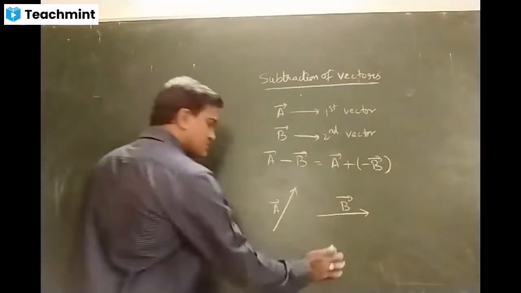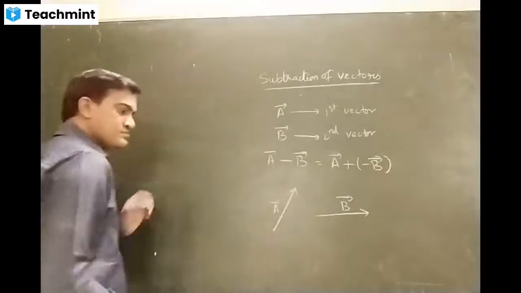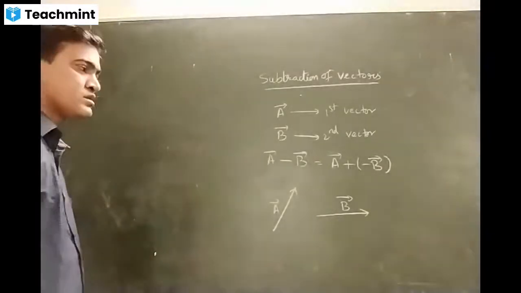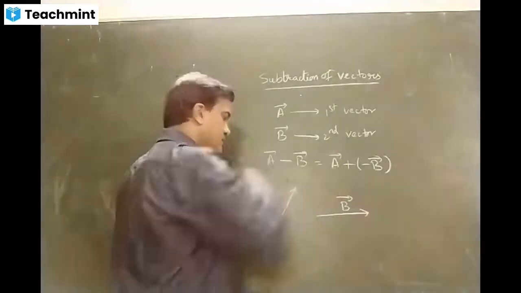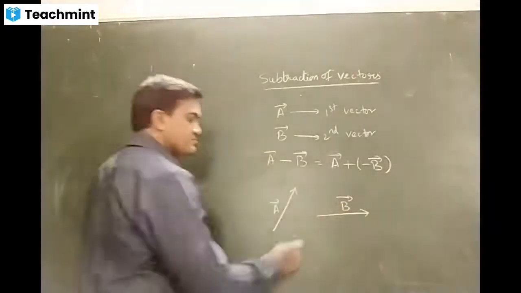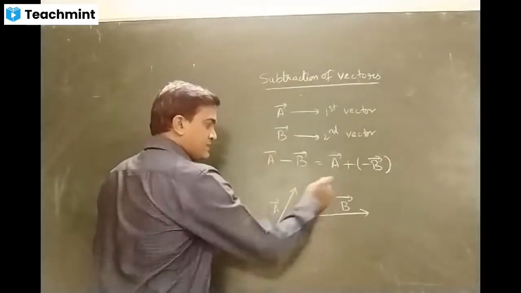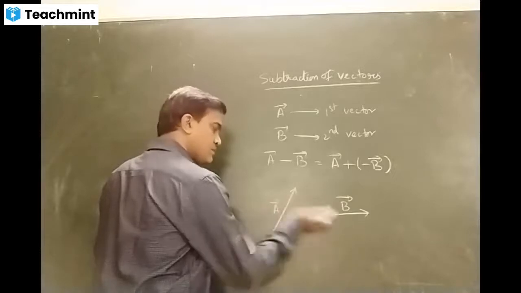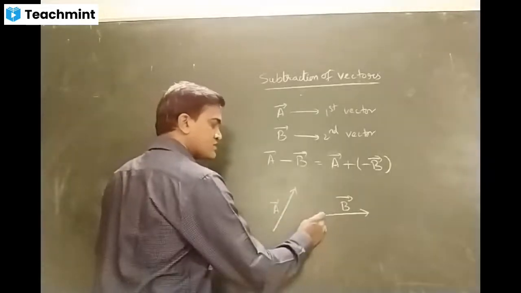Now let me take this as A bar. I need to add minus B bar to A bar. So what I will do is, let me take this A bar towards B bar. Now what is this?